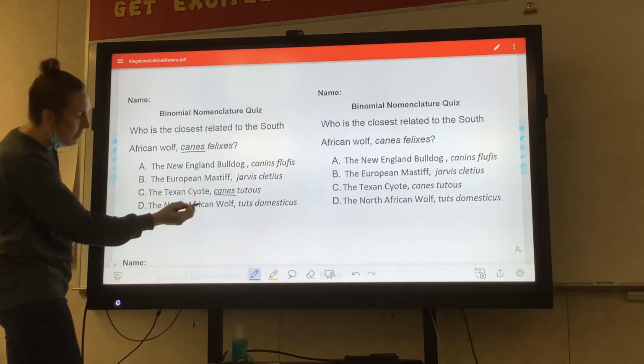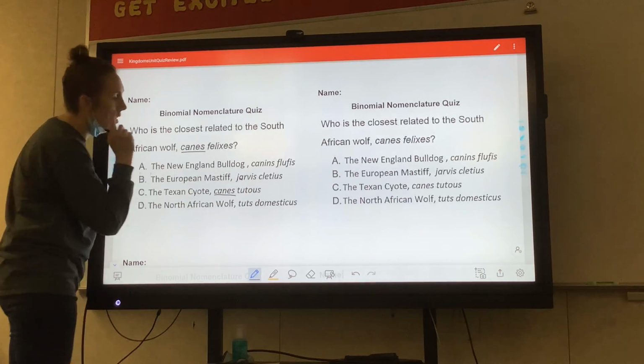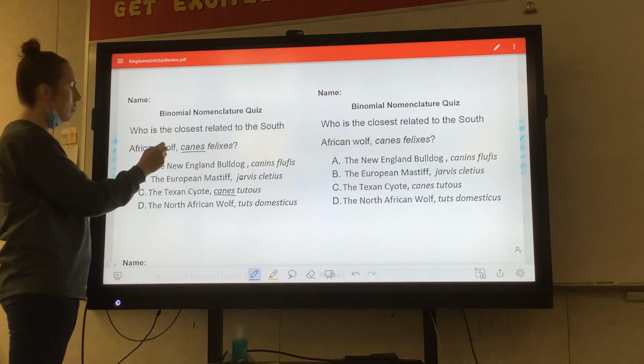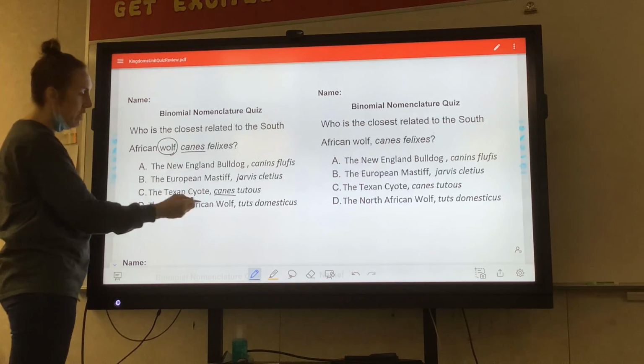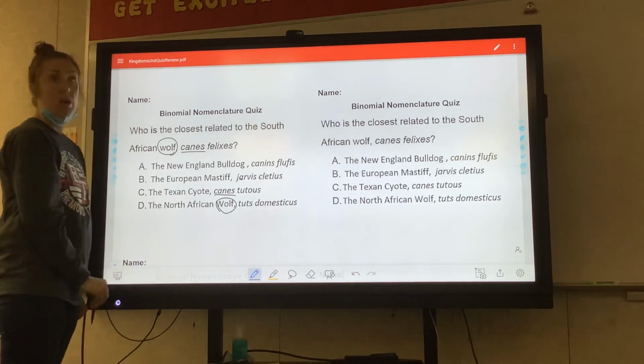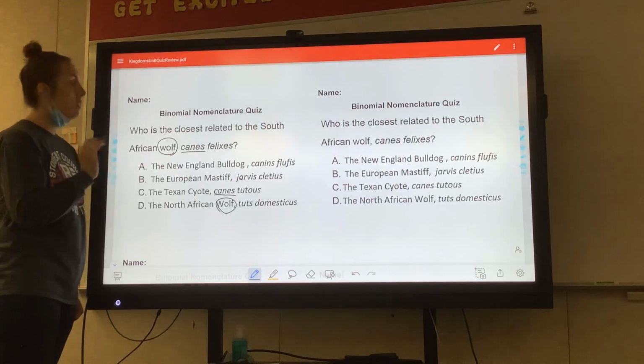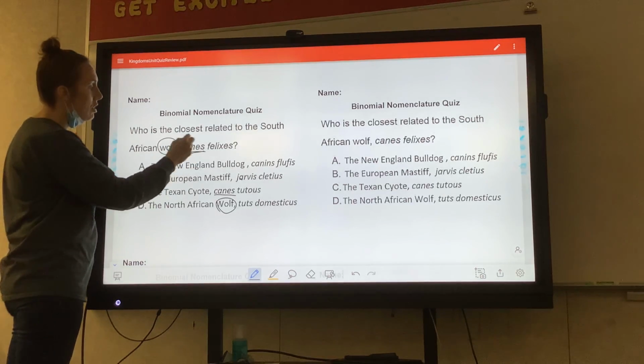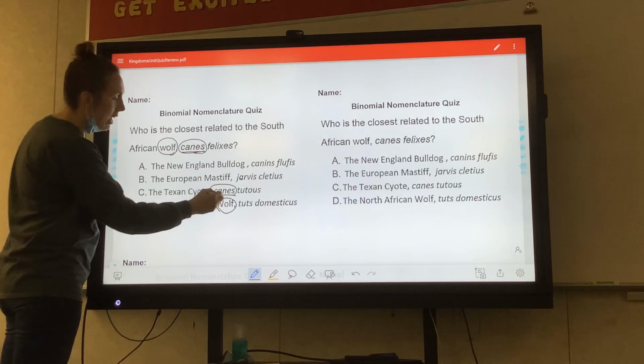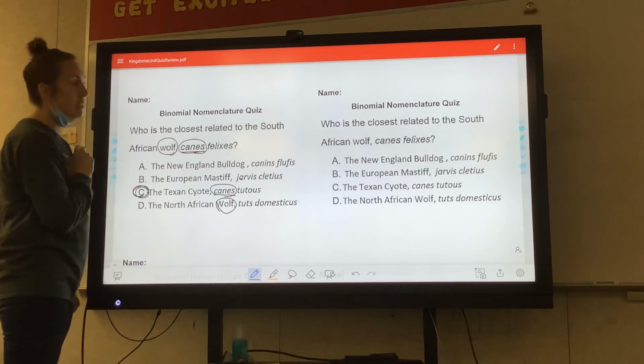The North African wolf Tuts domesticus, okay. A lot of people fell into the trap and said, I bet a wolf is related to the wolf. Remember, we do not relate based on the common name. We relate on the genus. Canis, Canis, so this is the best answer.